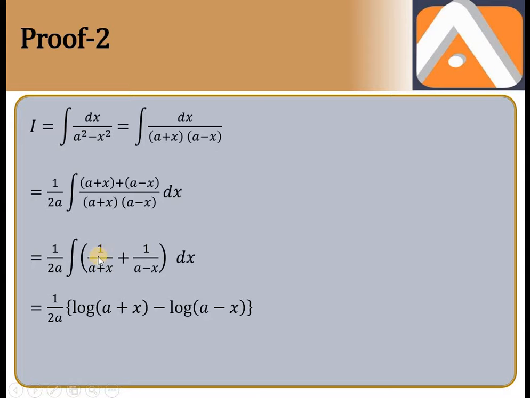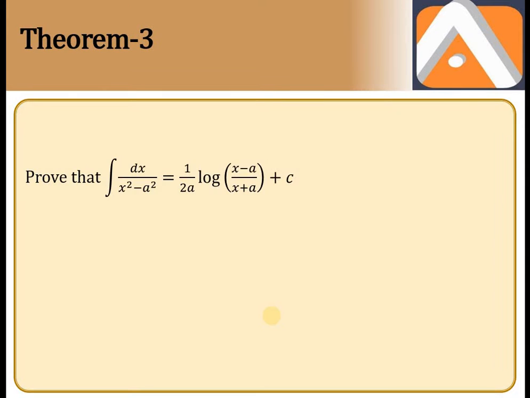See here, the integration of this function is log of a plus x. The integration of this function is log of a minus x divided by minus 1. So you get a minus sign between these two terms. Log m minus log n is log m upon n. So according to that you will get 1 upon 2a into log of a plus x upon a minus x plus c. In the same way, the third formula is the same, just interchange the terms in the denominator. Instead of a square minus x square, you will get x square minus a square.